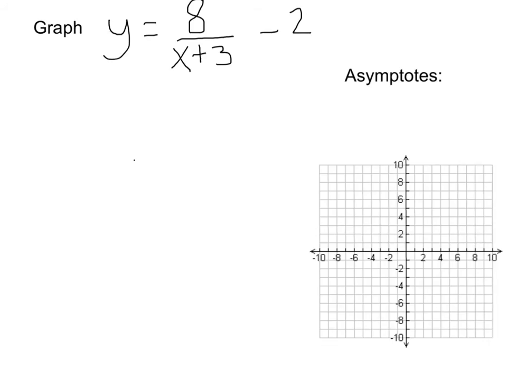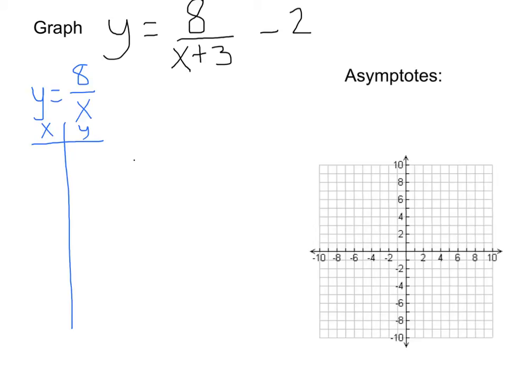Now we're going to create a graph for the function y equals 8 over x plus 3, minus 2. We're going to start this graph by creating a table for the parent graph. The parent graph, you just ignore the h and k values. And then we'll shift our table later just like we did with the log and exponential functions. So my parent graph is y equals 8 over x. And I'm going to choose a few values that will fit in my function.